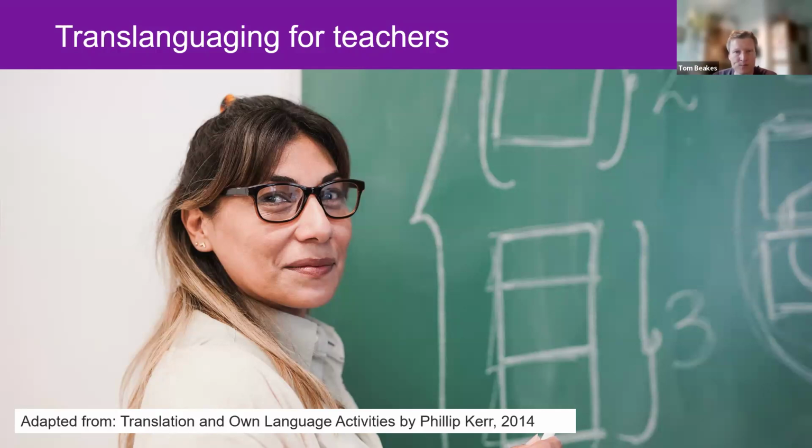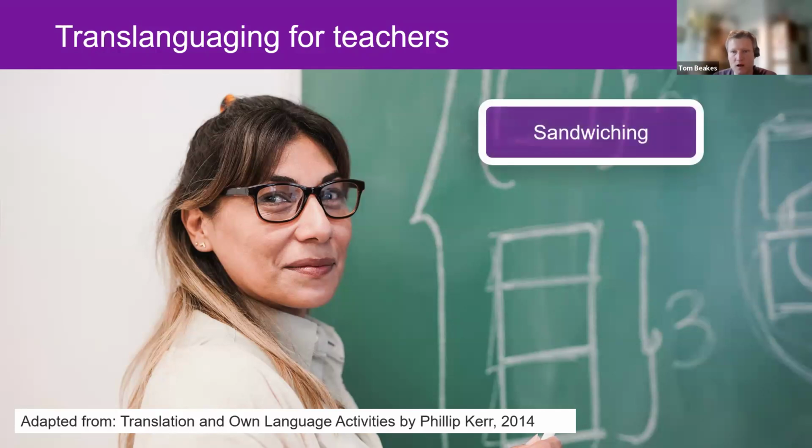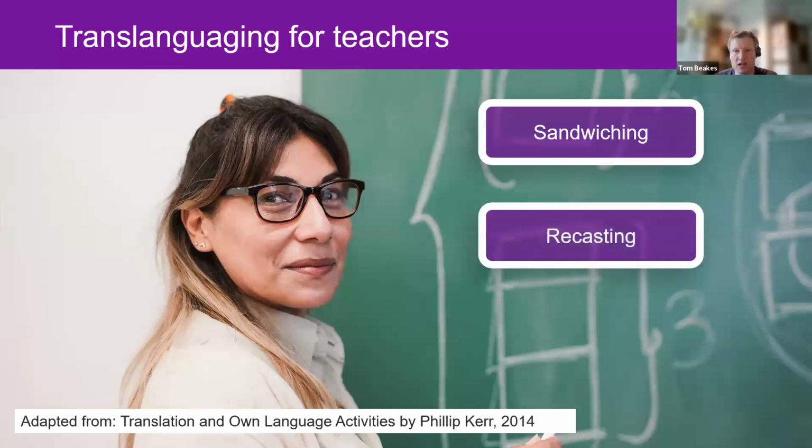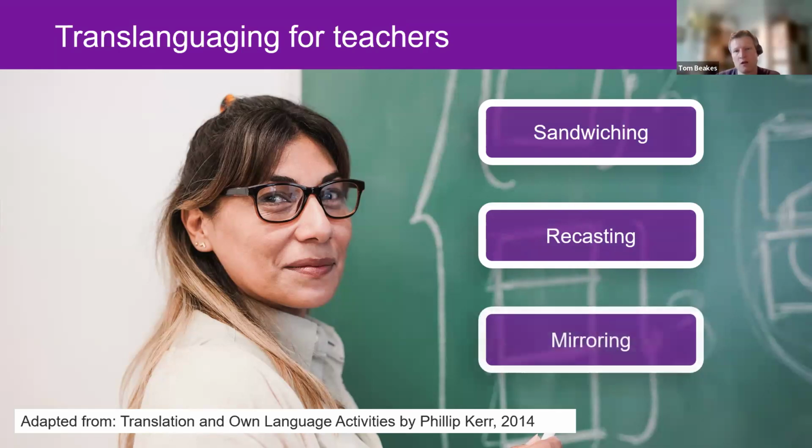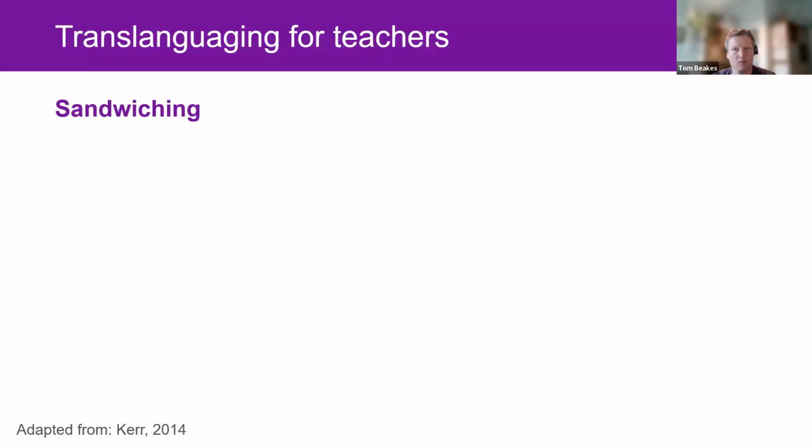So perhaps the most simple one is what we call sandwiching, which is where you insert a word or phrase in the student's own language into what you're saying. We'll give an example in a second. Recasting, where you indicate you've understood what the learner has said in their own language, but you acknowledge them and recast what they've said in English. And mirroring, which is where you draw attention to a mistake in English that you know or suspect comes from the student applying aspects of their own language and coming up with an incorrect translation. This often works with things like false friends. I'll explain what I mean in a moment.